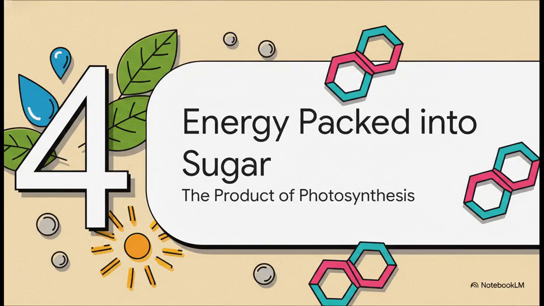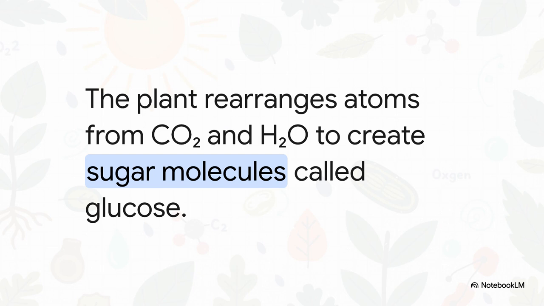Okay, so let's recap. We've got our ingredients, water and carbon dioxide. We've got our energy source, the sun. So what in the world is the plant making with this recipe? Well, the answer is basically the foundation for almost all life on our planet. So what it does is it uses that energy from the sun to literally rip apart the atoms from the carbon dioxide and water molecules, and then it rearranges them into something completely new. It creates glucose, a simple sugar.